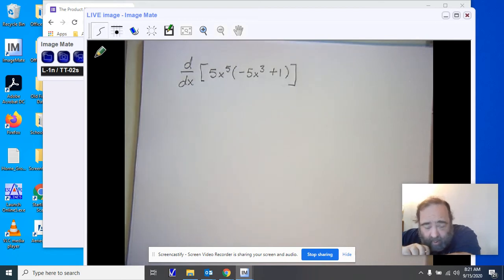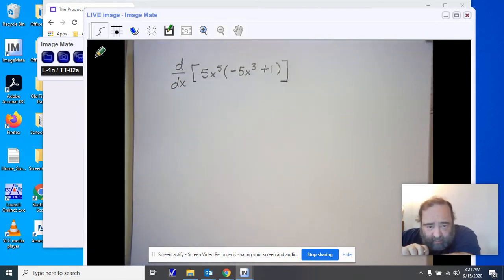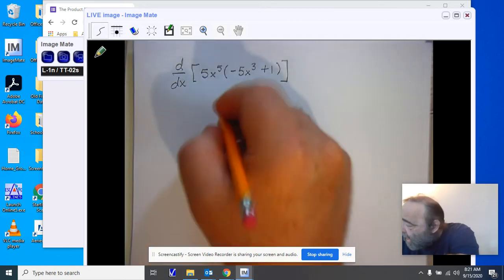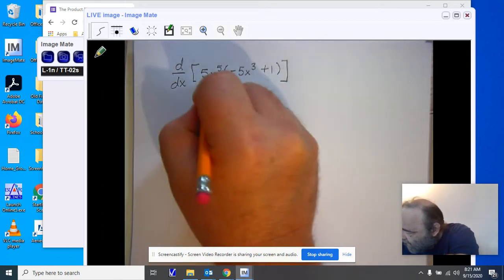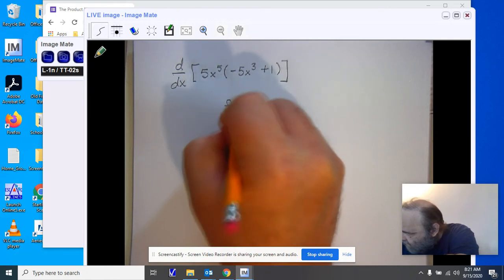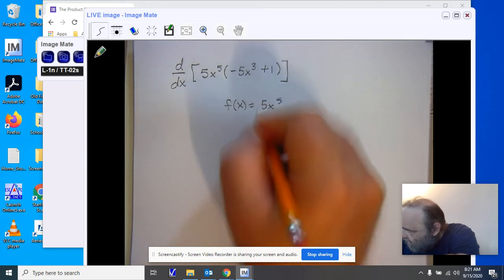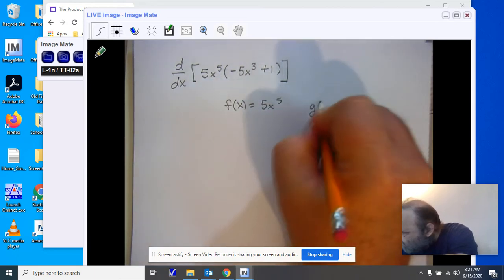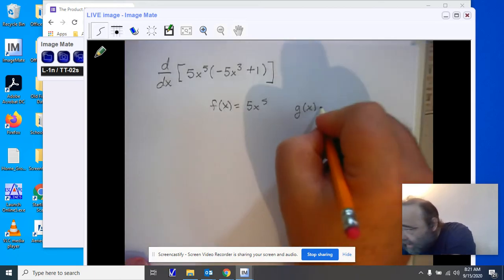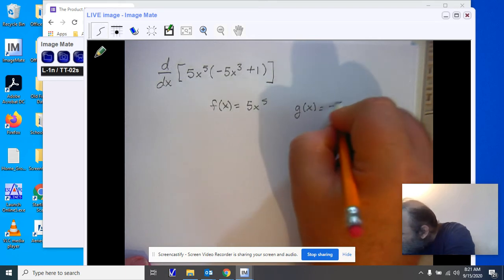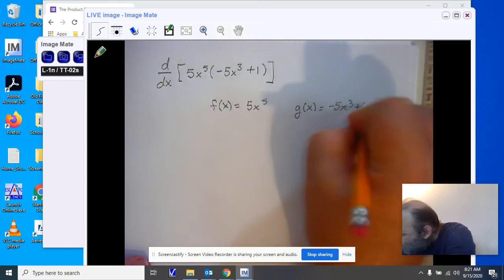So you'll notice I'm currently looking at two different functions. Now, if you don't have a clear sense of what's happening, I recommend that you identify the first function as your f of x, 5x to the fifth, and your second function is g of x, which we will identify as negative 5x cubed plus 1.